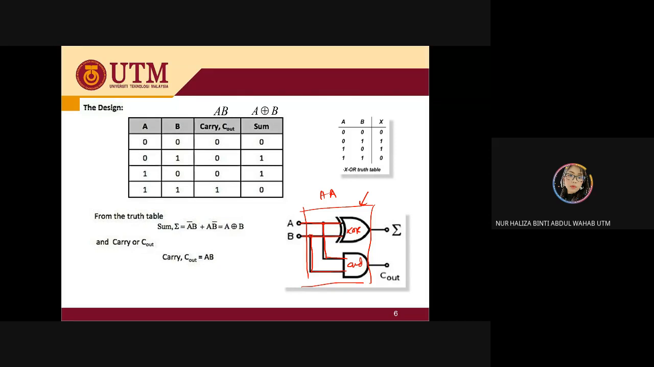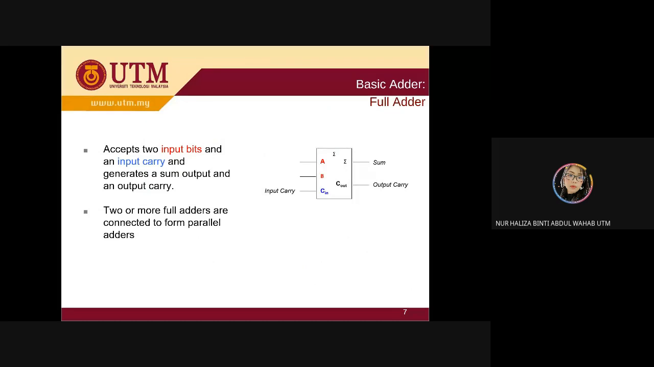Okay, let's move to full adder. For the full adder, it is slightly different, because you can see here it accepts two inputs similar to before, and another one is the input carry. So it makes the inputs to be 3 inputs for the full adder. But for the output, it's going to be 2, which is sum and output carry.